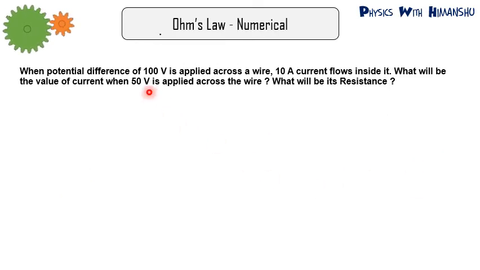Now we will discuss a numerical here. Suppose when a potential difference of 100 volt is applied across a wire, 10 ampere current flows through it. What will be the value of current when 50 volt is applied across the wire, and what will be its resistance? Now see, if you change V, then I will change. The value of R will not change. So from the first condition, we'll find out the value of resistance.